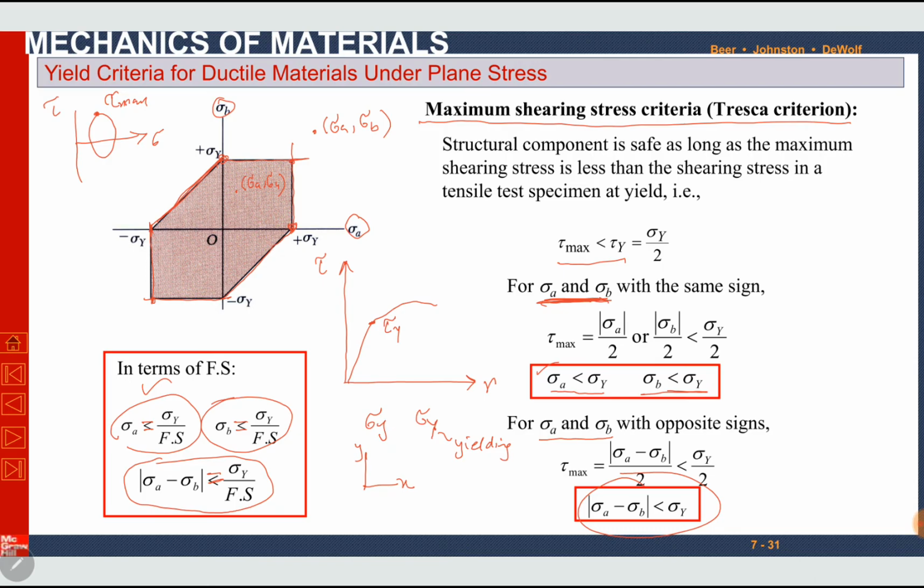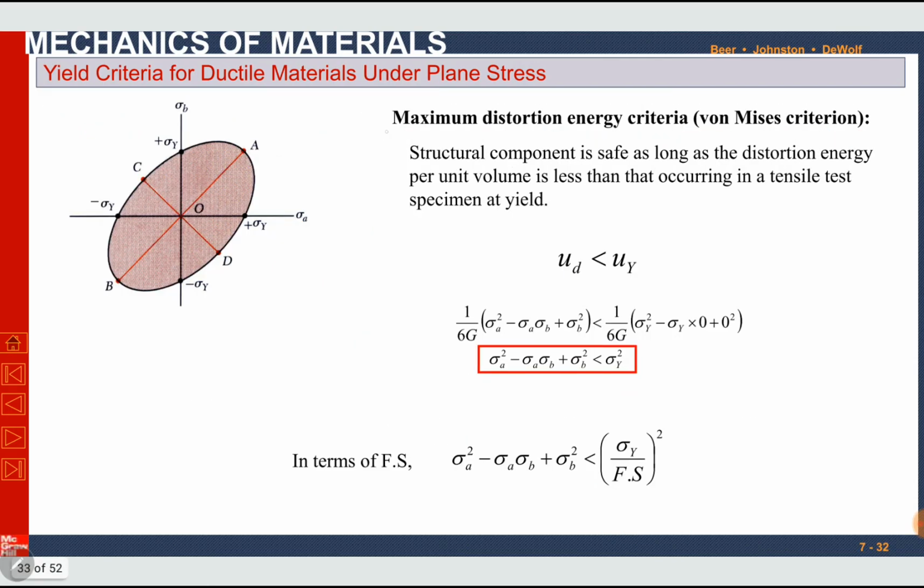If we move forward, there is another criteria, which is the maximum distortion energy criteria, or von Mises criteria, named after the person who introduced it. A structural component is safe as long as the distortion energy per unit volume is less than that occurring in a tensile test specimen at yield.